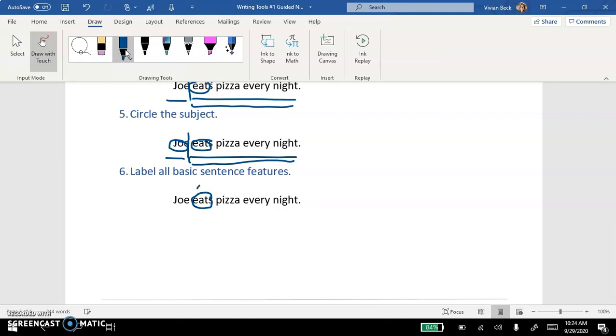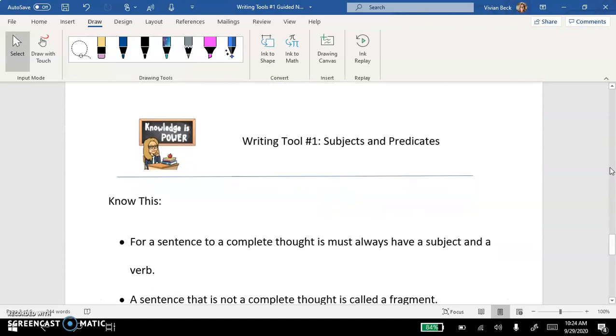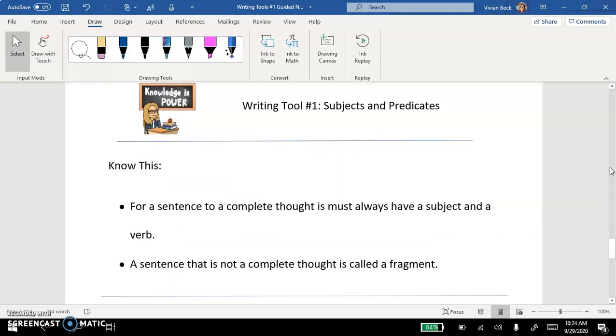So we'll move on to the last step, which is labeling every single one of those features. We've got our verb, or our simple predicate. A vertical line in front of that verb. Everything here is the complete predicate. And everything here is the complete subject. Who eats? Joe. This is the subject. And that is how you discover your subjects and your predicates.